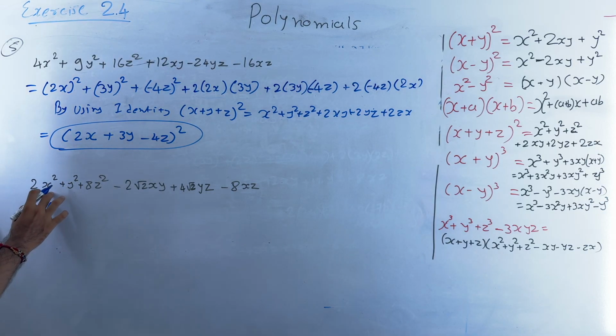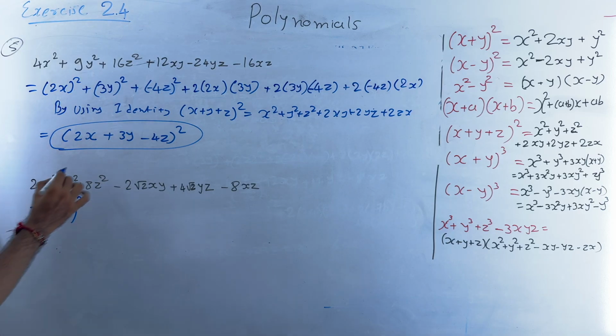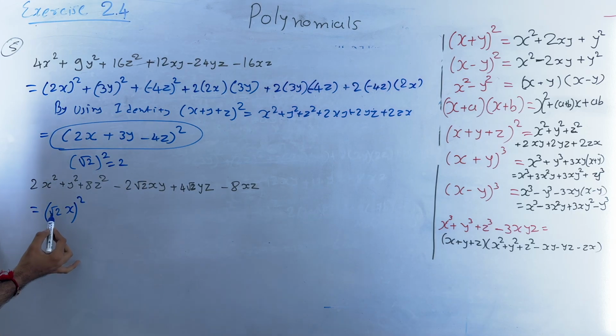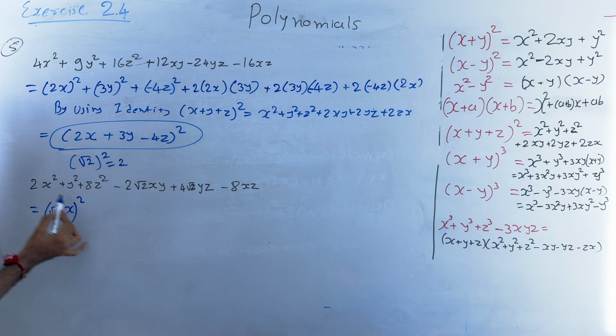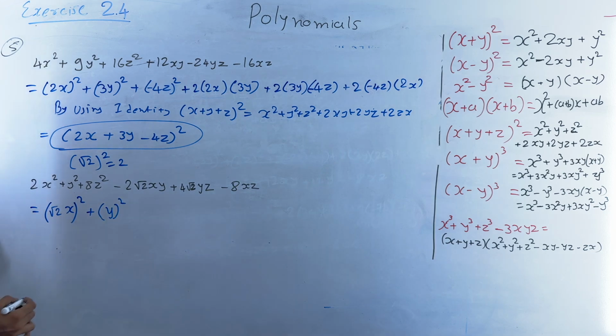Here I have 2x square. I cannot write directly 2x square. I have to write square of first term. So I can write root 2x square, right? Because we all know that root 2 square is equal to 2. So root 2 and x, their square will be 2x square. Very simple. Then my second term is square of second term. So I can write y square as it is.